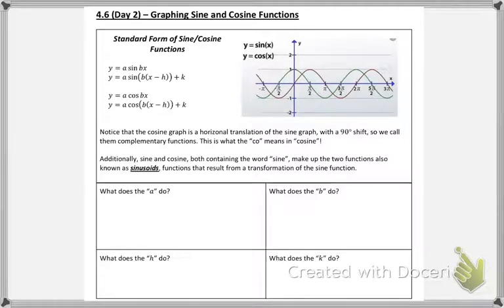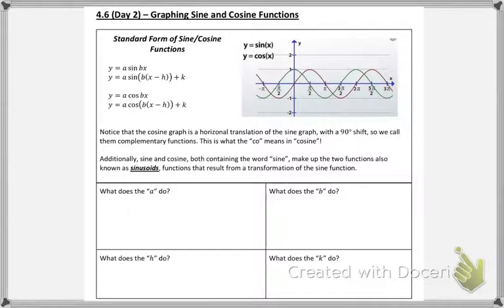Okay, so day 2 of graphing sine and cosine functions, and today we're going to apply some transformations. In the last exercise, I asked you to compare the sine and cosine parent functions and identify some similarities and differences. So let's briefly go over those now that I've placed both of these functions on the same graph.